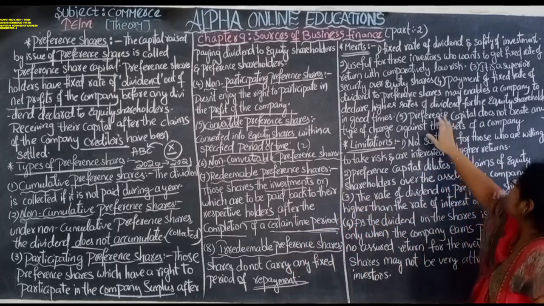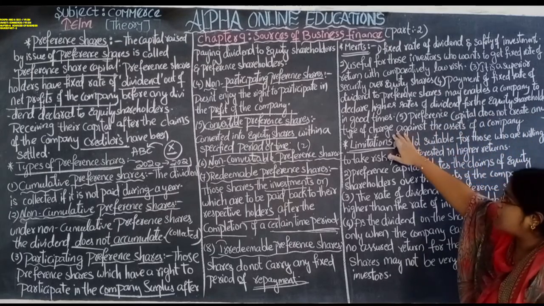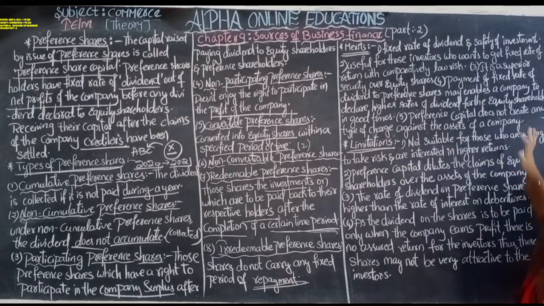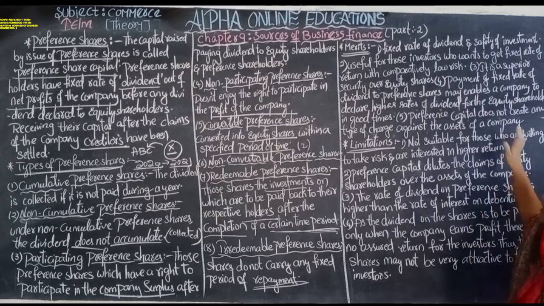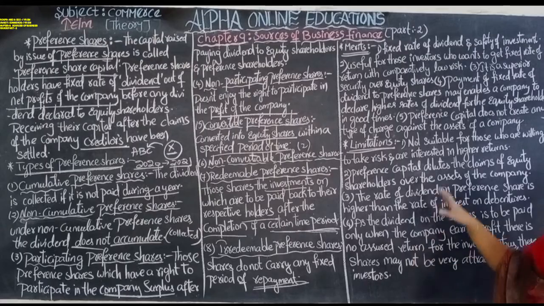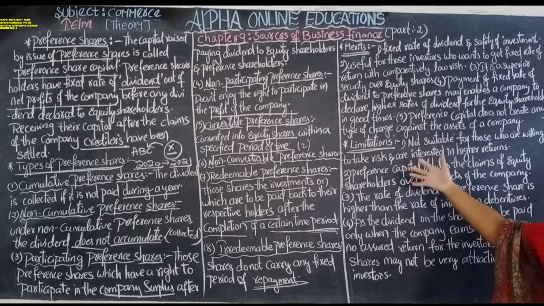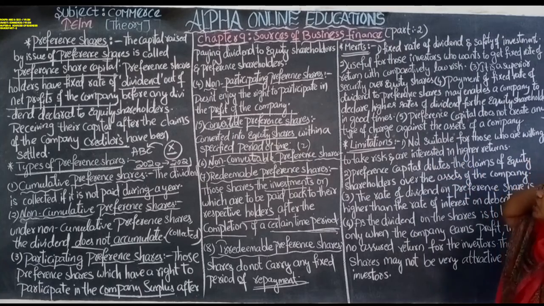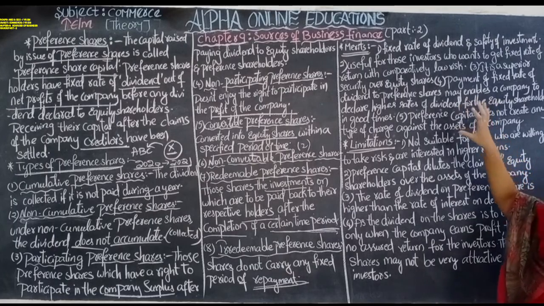Next one, preference capital does not create any type of charge against the assets of the company, because they are not the owners of the company, so they are not going to charge against the assets of the company. So these are the advantages of the preference shares.